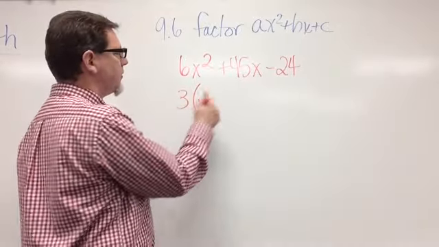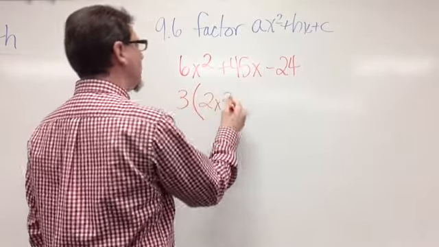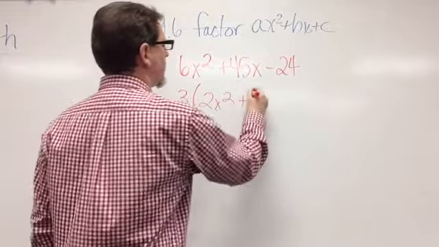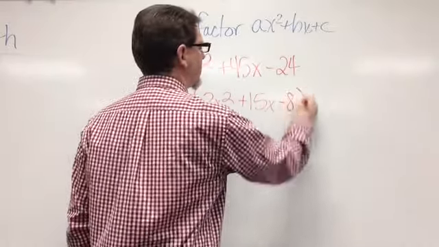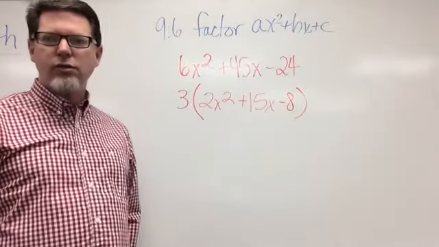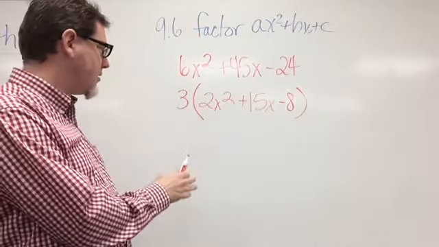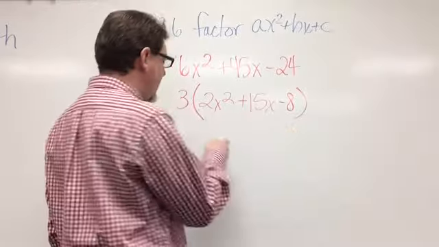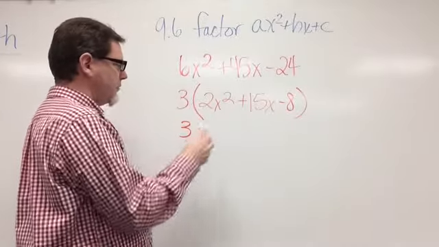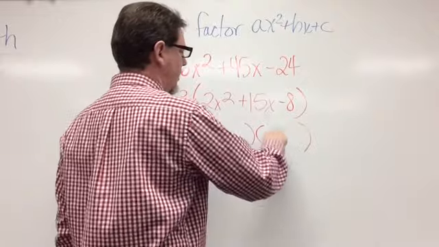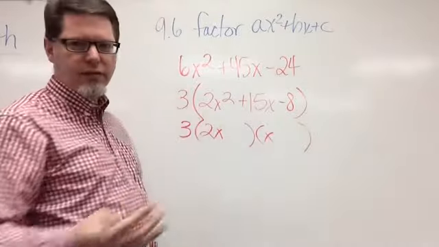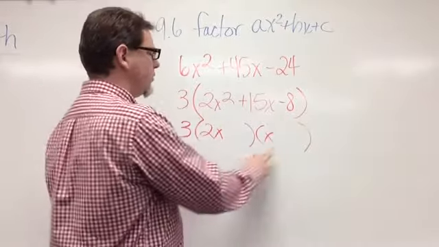So 6x squared divided by 3 is 2x squared. 45x divided by 3 is plus 15x. And negative 24 divided by 3 is negative 8. And there is my trinomial. So now I'm going to factor this out. I bring the 3 down. It's not going anywhere. And so I have 2x and x, because there are only two factors of 2. That would be 2 and 1.